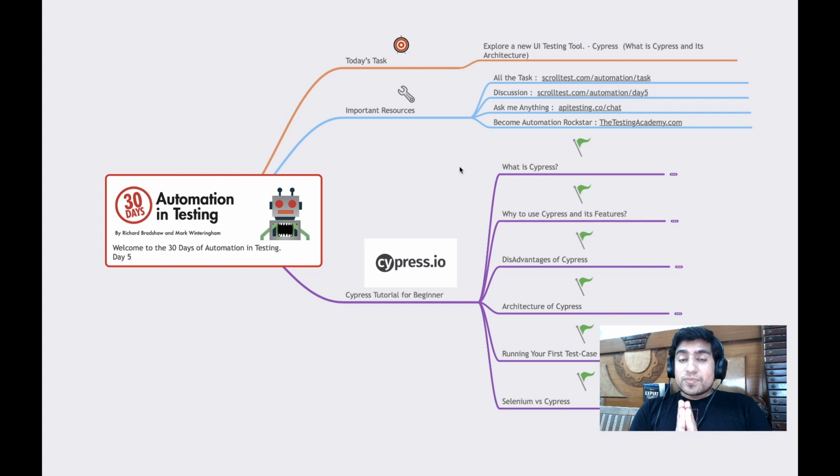Right. So, guys, these are the topics that we are going to discuss. We are going to discuss what is Cypress, why you should use Cypress, what the major features are, and what the disadvantages are. What is the architecture of it? Architecture is very, very important, guys, because if you look on the internet, people are not discussing the architecture of Cypress, right? We are going to run our first test in Cypress, and we are also going to compare Selenium versus Cypress in that case, right? So let's get started.